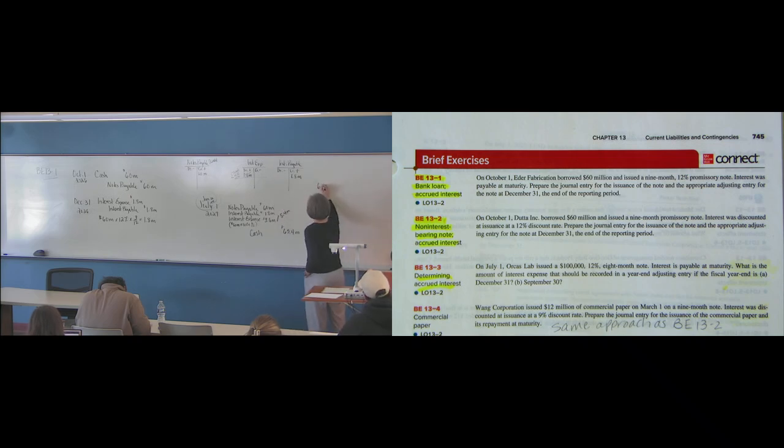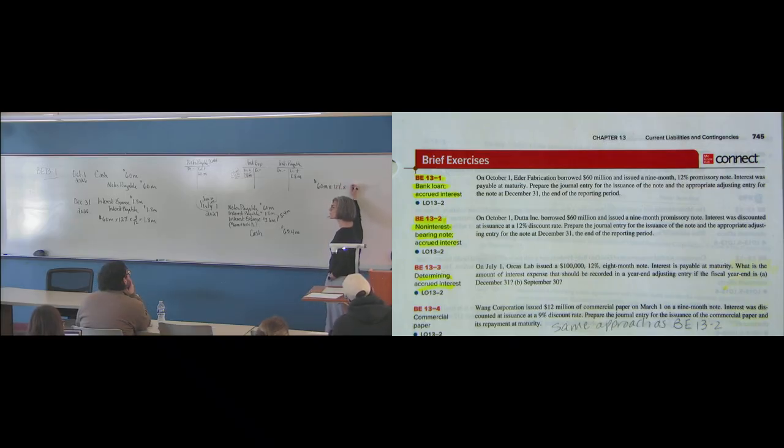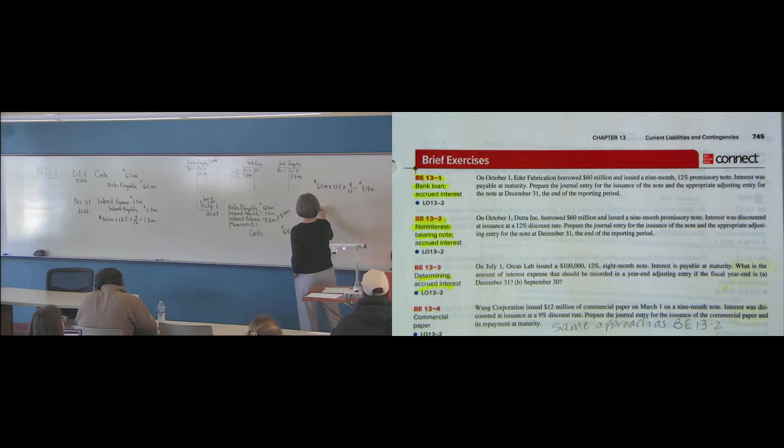All right, so here's another way you can look at this. If I do 60 million times 12% times the duration of the note, which is 9 out of 12, what do I get? I get $5.4 million in total interest. You agree? Okay, so the $5.4 million in interest, though, some of this interest was accrued in 2026 and some of it was accrued in 2027, right? Be careful here. How do I break this down if I want to do it this way?